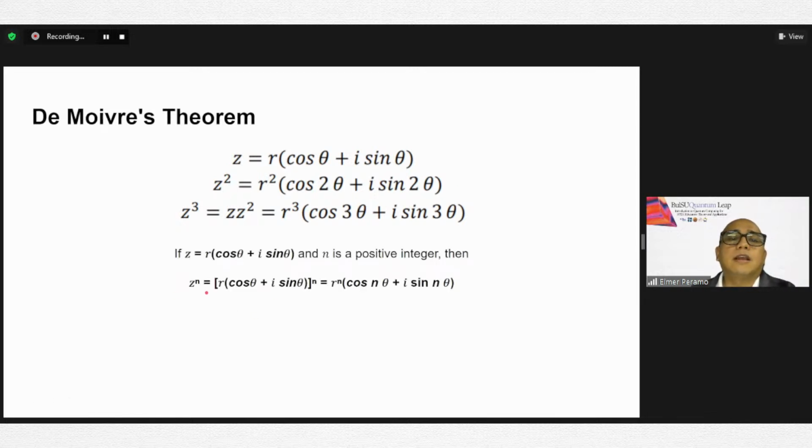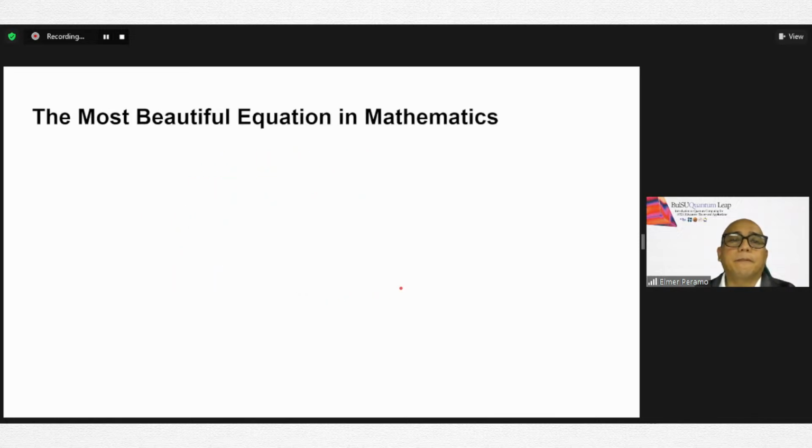So generally, for given z to the n, the formula is [r (cos θ + i sin θ)]^n, or that is r^n (cos nθ + i sin nθ). I think this is the most important equation here for complex numbers. It relates the polar form with the exponential form. This is called Euler's formula, by the way, and it is touted as the most beautiful equation in mathematics.